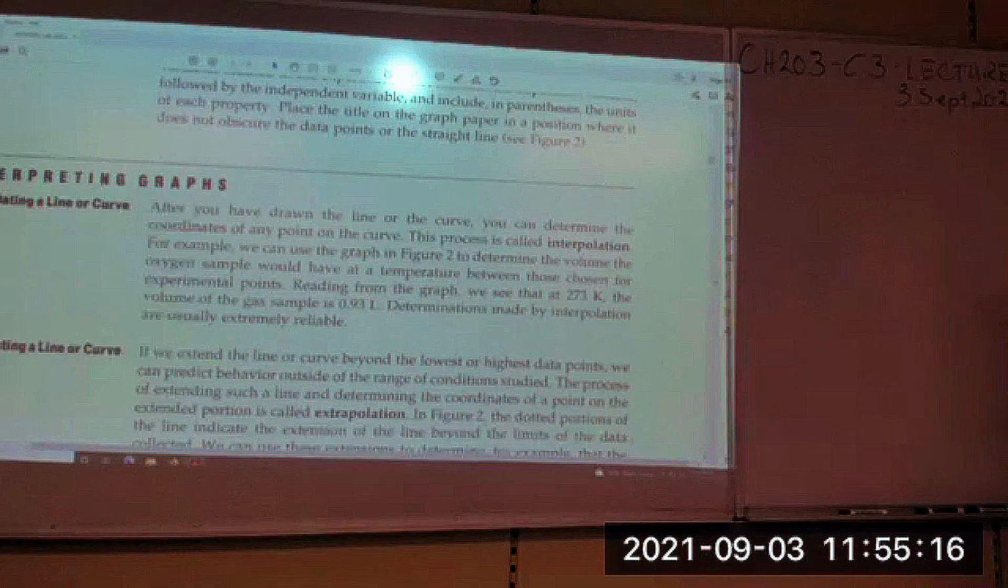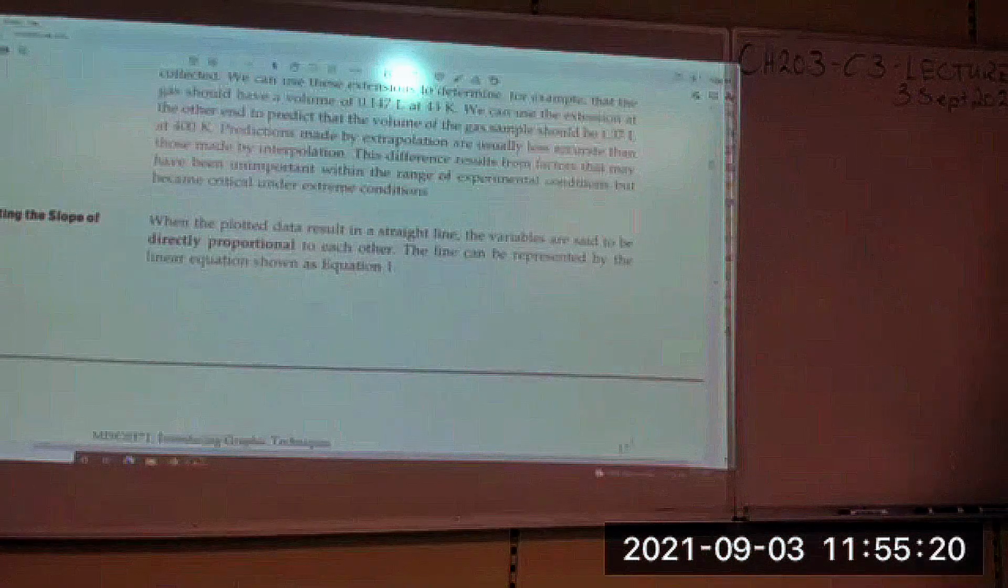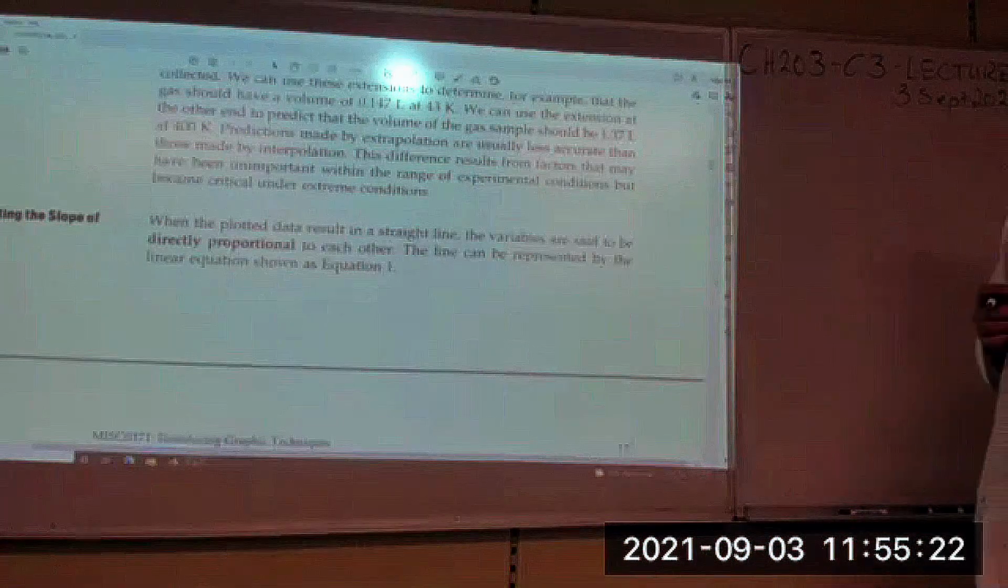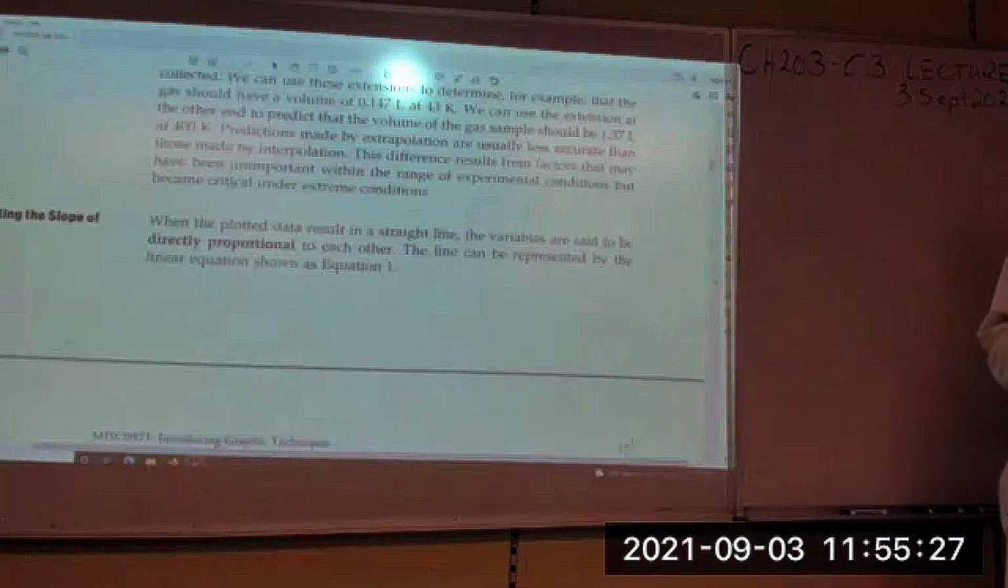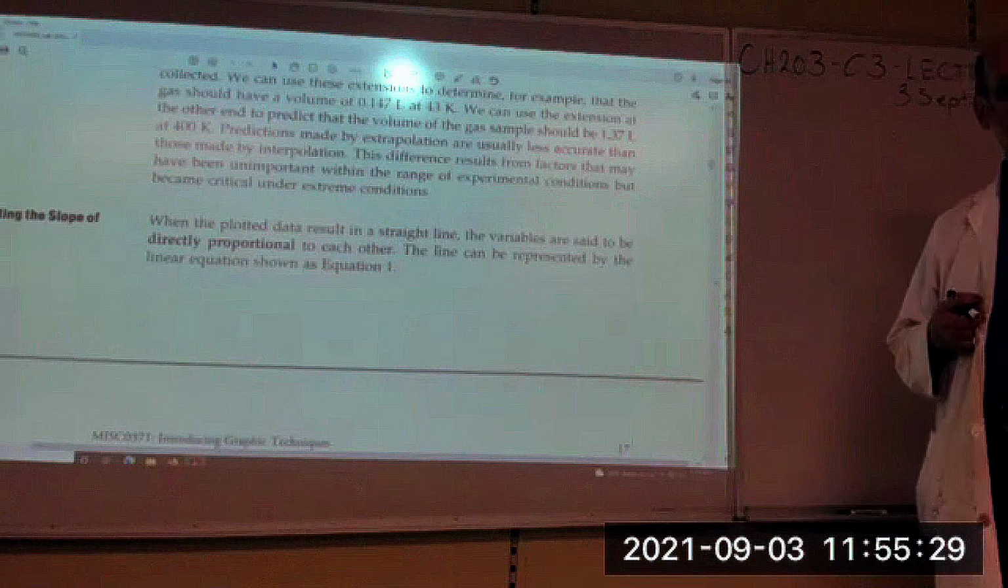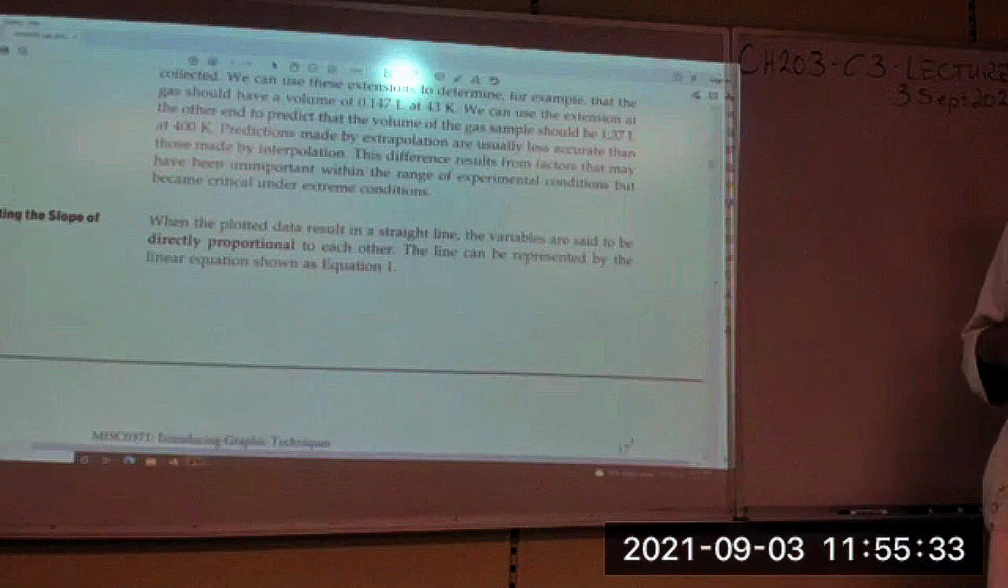Interpolating, extrapolating, we talked about that. There's also a section in there on transforming data. They're using Boyle's law. I know we haven't talked about gases yet, but this will come up again. Boyle's law is the pressure-volume relationship of gases.